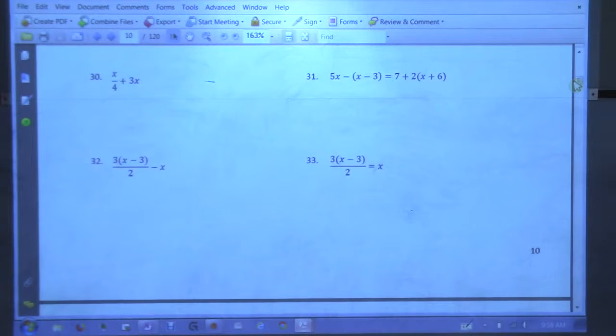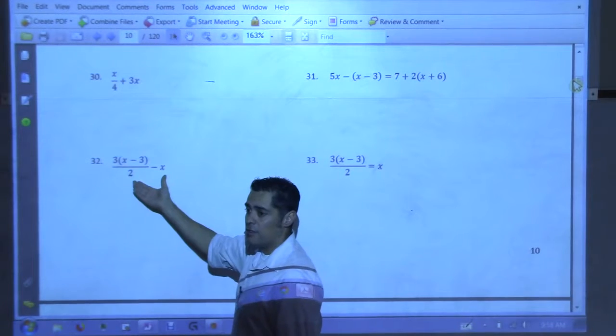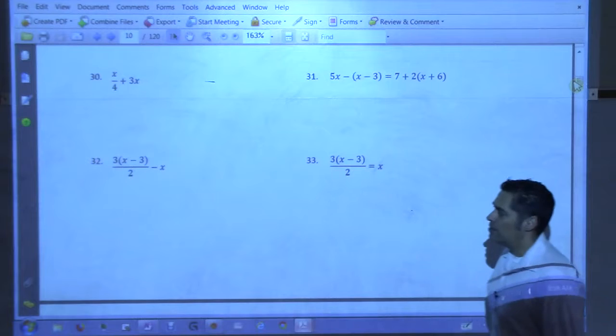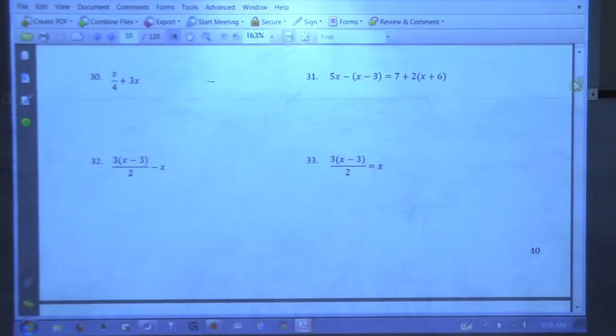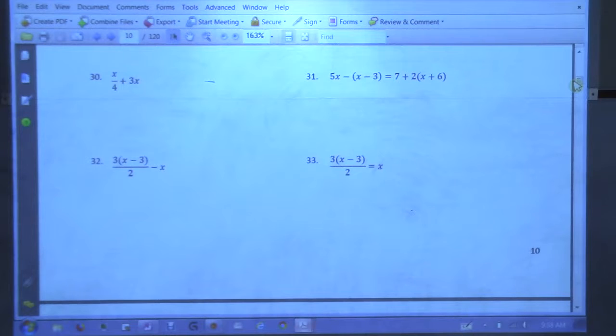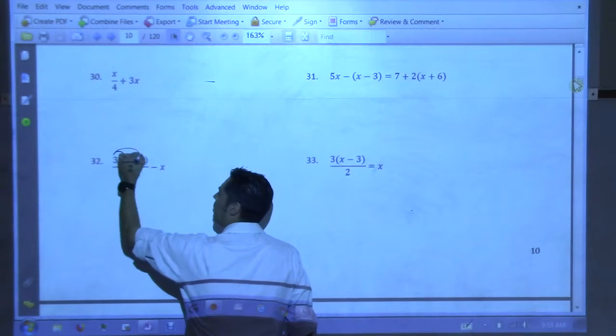Emily? Where's Emily? Emily, does 32 look a little weird to you? It's an expression, right? I'm supposed to somehow simplify this. So Emily, do you have any idea what we might be able to do here to make that look a little nicer? Just take a swing. What do you think? Good. I'm glad you took a swing. So just distribute the 3 through.